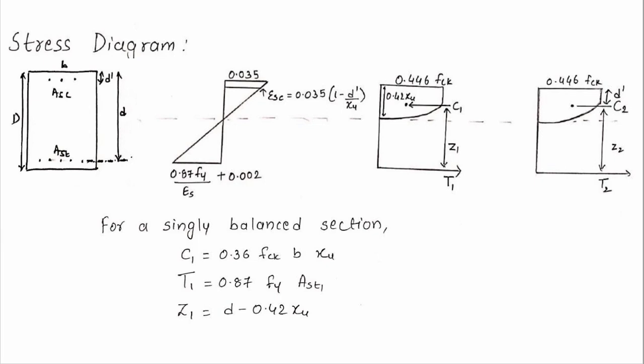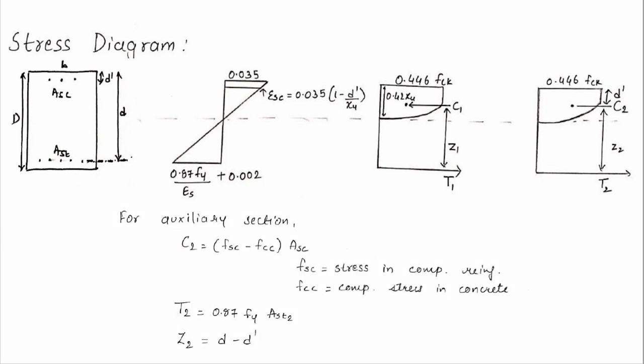Change will be in the auxiliary section. So for the auxiliary section, C2, that is this force, will be equal to (FSC minus FCC) into ASC. Now how did this value come?